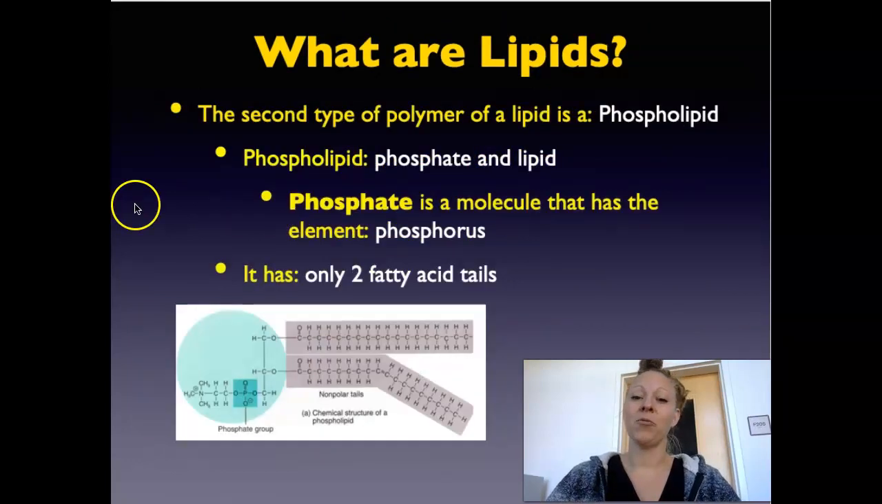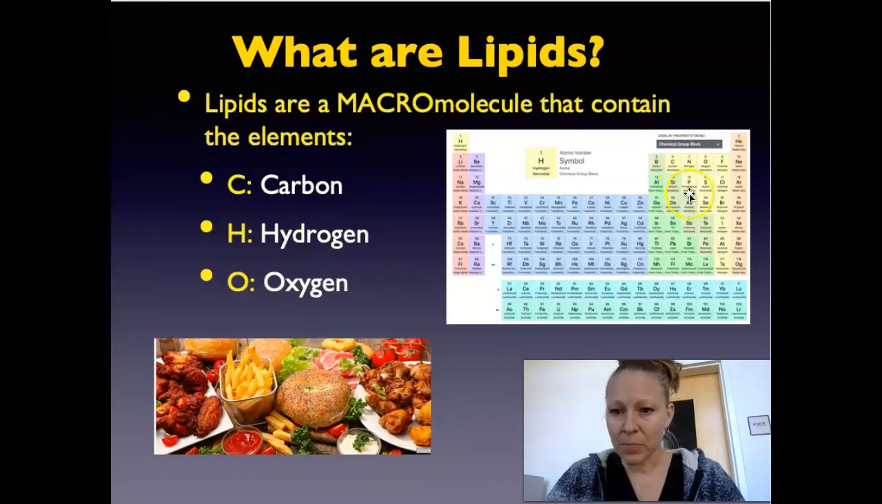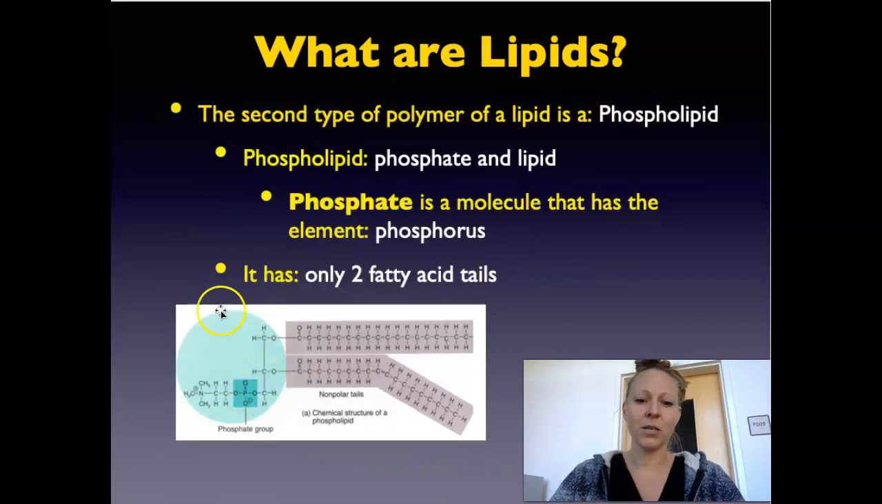And so the second type of polymer is a phospholipid. So we talked about triglycerides, and now we're talking about phospholipids. A phospholipid is just what it says it is. It's a phosphate molecule and a lipid. So a phosphate molecule is simply, let's call it this round part here. It has a phosphorus in it. So if we look at our table of elements, phosphorus is going to be over here. And so because it has a phosphorus at this part, we call it a phospholipid.